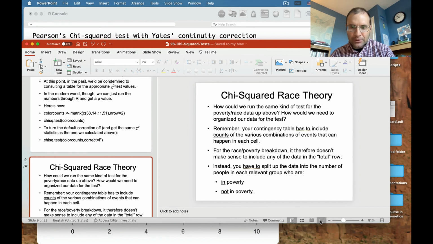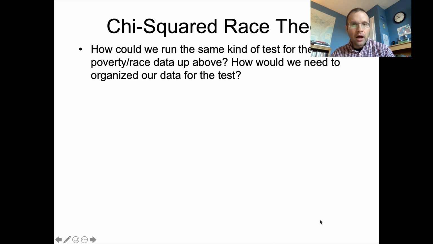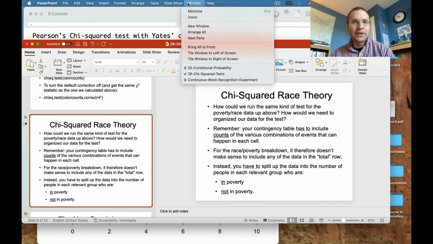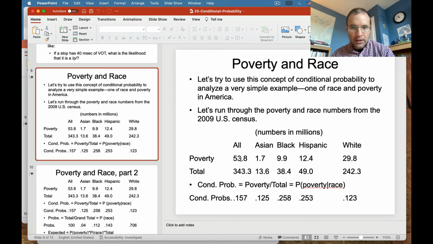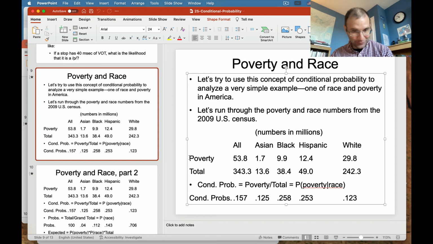And I want to show you, in addition to that, how to run the same test for the poverty race data that we were playing around with last time. And in that case, we're going to need to reorganize our data somewhat. So I think we started out with data that looked like this, which I grabbed directly from one of my world almanacs, that showed the number of people of certain races in poverty in the US, and then the total number of those people.